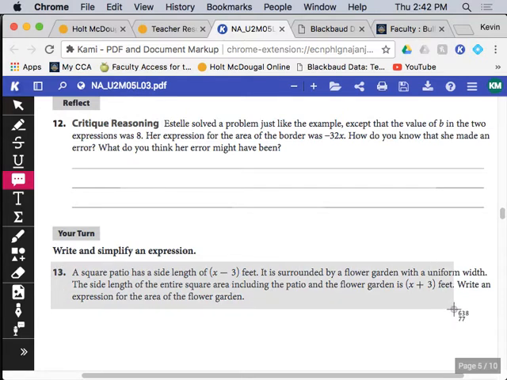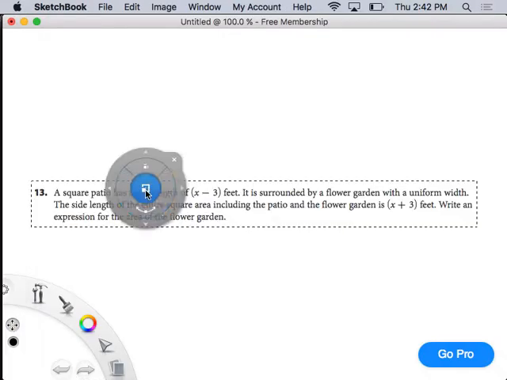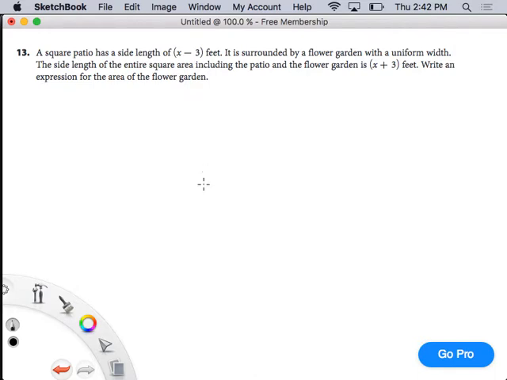We have another question about a garden. And we'll do this one together. I'll give you about 20 seconds just to read that over. So go ahead and read over number 13, please. Page 193.